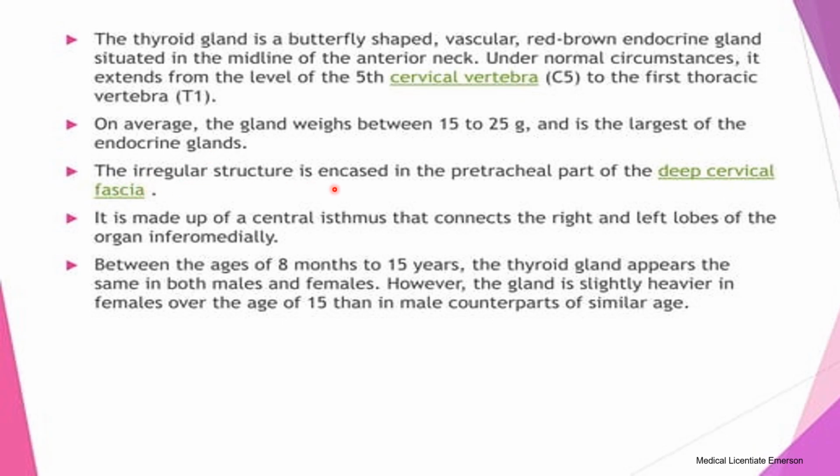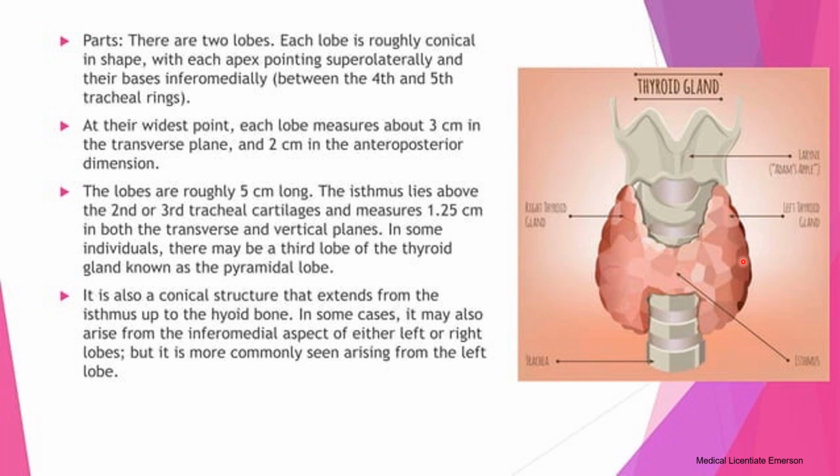Then the irregular structure is encased in the pretracheal part of the deep cervical fascia. It is made up of a central isthmus that connects the right and left lobes of the organ inferomedially. Then between the ages of 8 months to 15 years, the thyroid gland appears the same in both males and females. However, the gland is slightly heavier in females over the age of 15 than in their male counterparts of similar age.